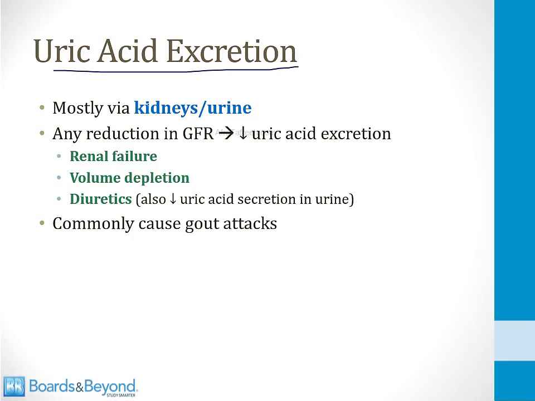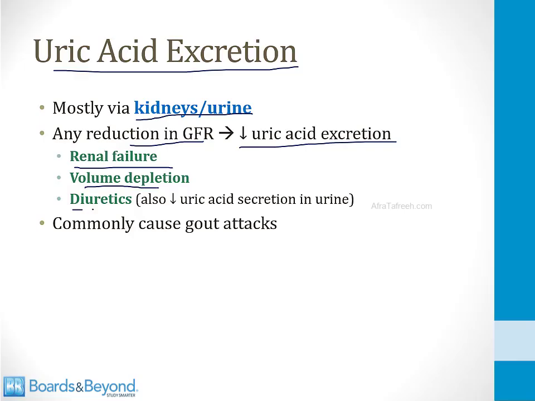Uric acid is largely excreted by the kidneys and the urine, and what this means is that any condition which reduces the glomerular filtration rate will reduce the uric acid excretion. This can lead to hyperuricemia and therefore can lead to gout. So patients who have renal failure are more likely to develop gout because they under-excrete uric acid. Patients who are volume depleted are more likely to develop gout, and a classic scenario for a patient to develop a gouty attack is to develop it after a hot day when they were volume depleted.